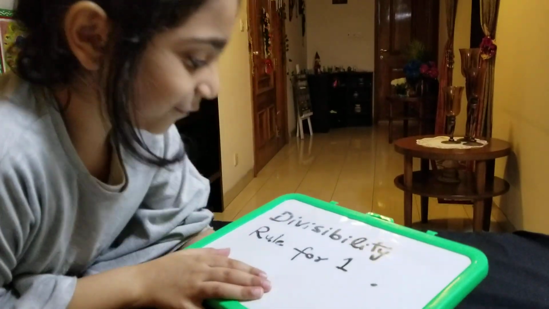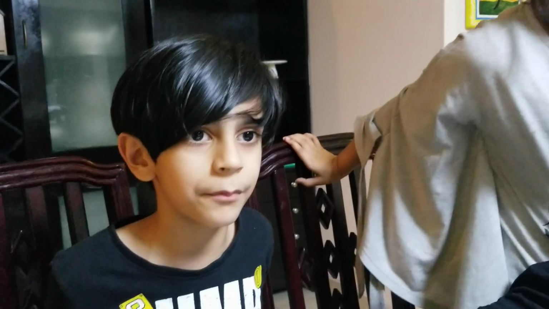Divisibility rule for 1 is easy. It could be any number, like 5 divided by 1 equals 5. A billion divided by 1 equals a billion. So our actual thing will come in 2. So divisibility for 2 will come now.